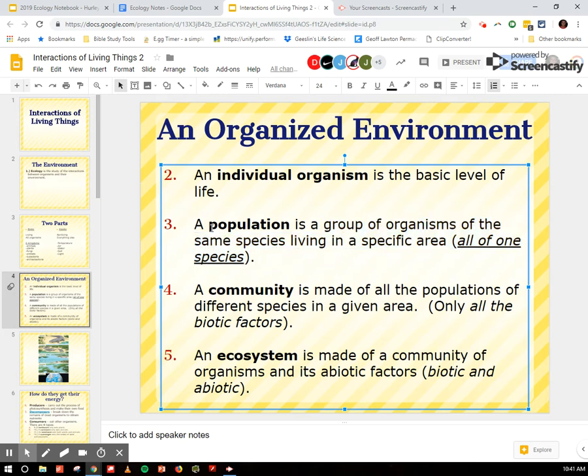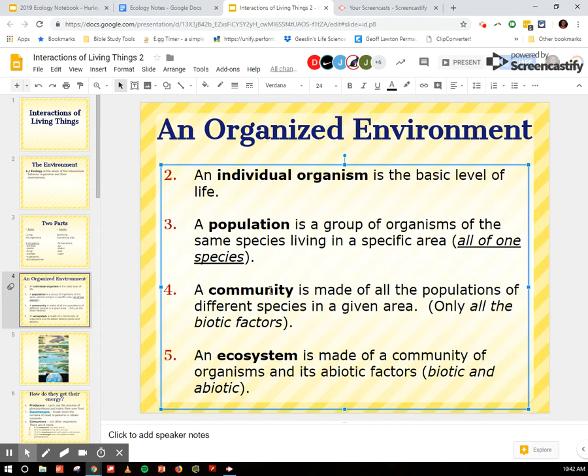So if you take all the populations of trees and grasses and birds and mammals and reptiles and all the bacteria, all the fungi, all the living things in an area, all the different populations make up the community. So that's all of the biotic factors.